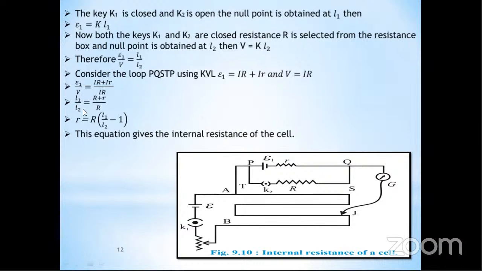Therefore, L1 divided by L2 is equal to R plus r divided by R. If you take this R common, then finally this equation is r is equal to R in bracket L1 divided by L2 minus 1. And this equation gives the internal resistance of the cell. In this way, we find out the internal resistance using the principle of the potentiometer.